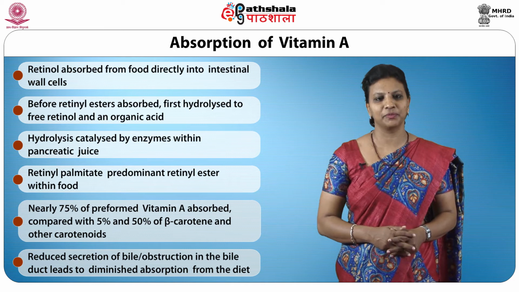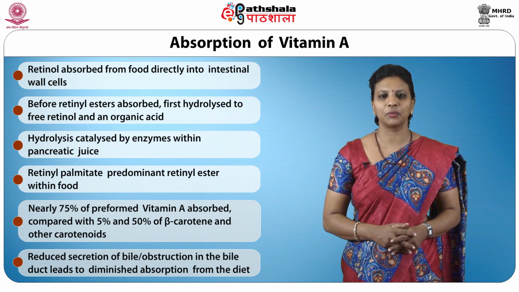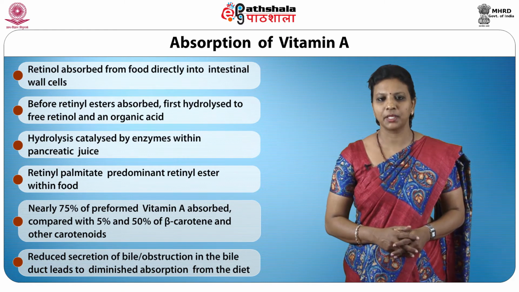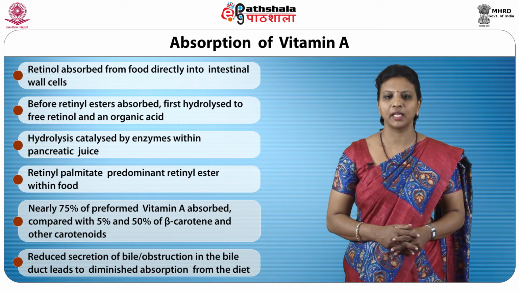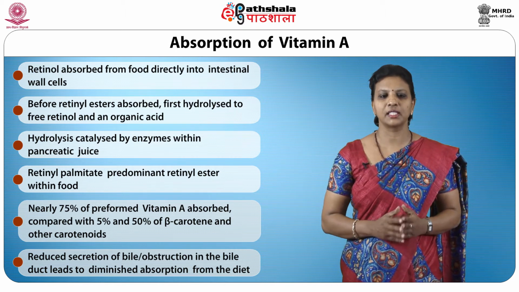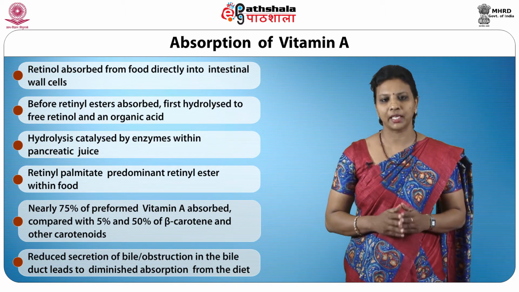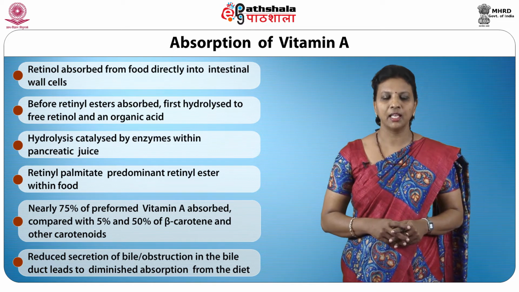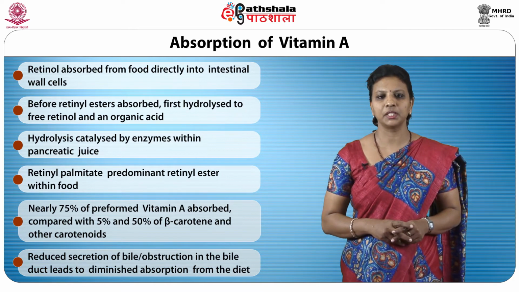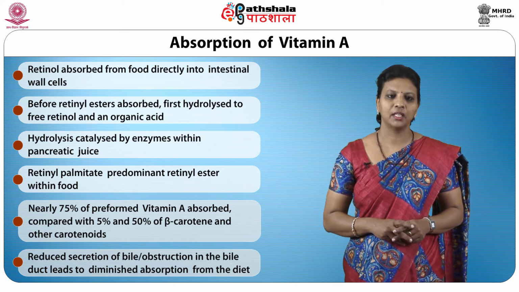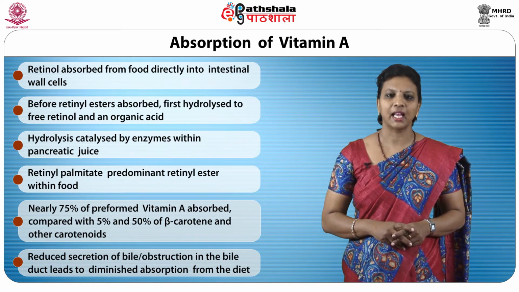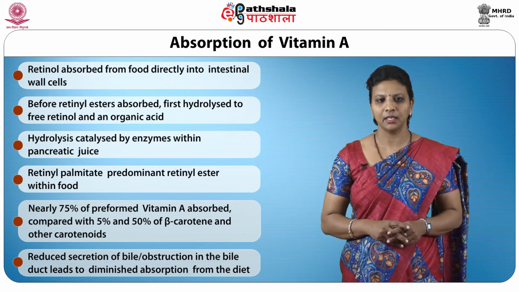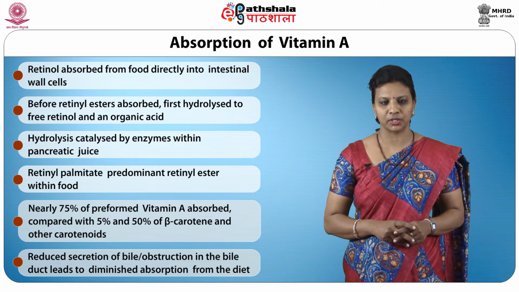Retinol can be absorbed from food directly into the intestinal wall cells. Before retinyl esters can be absorbed, they must first be hydrolyzed to free retinol and an organic acid. This hydrolysis is catalyzed by enzymes within pancreatic juice, and the organic acid released is usually palmitic acid because retinyl palmitate is the predominant retinyl ester within food. Retinyl esters are hydrolyzed and the retinol and freed carotenoids are incorporated into lipid containing water miscible micellar solutions.